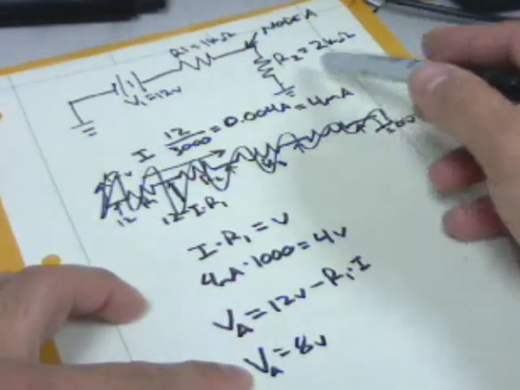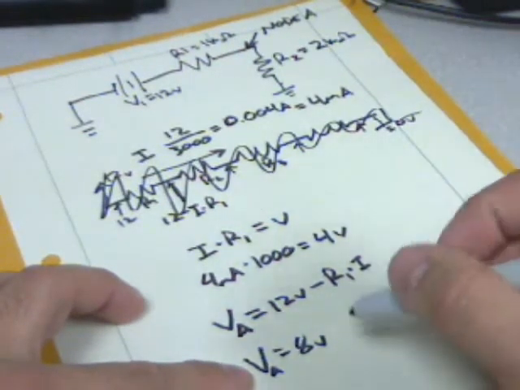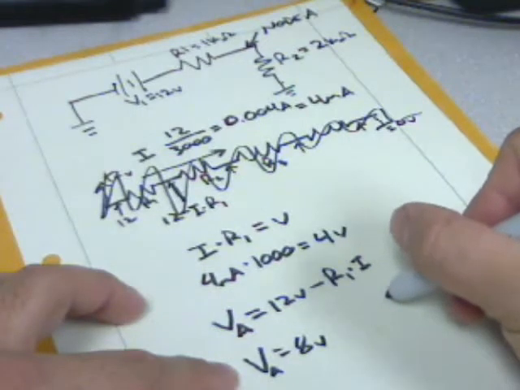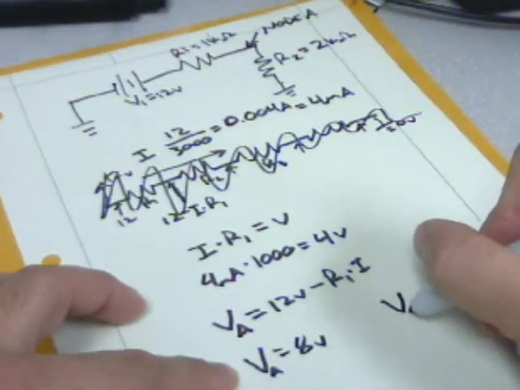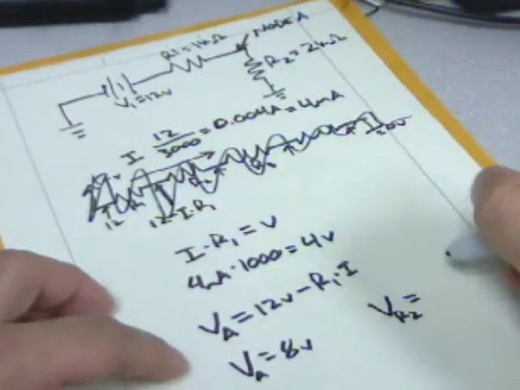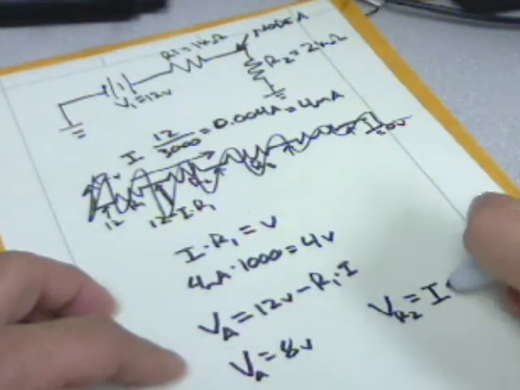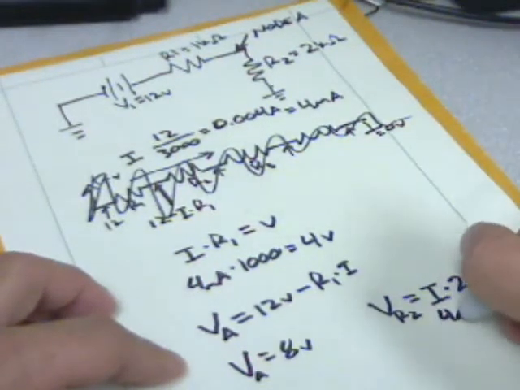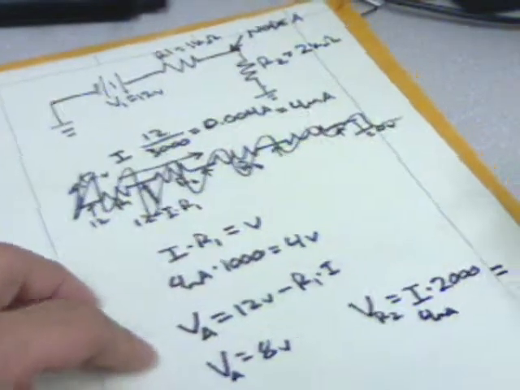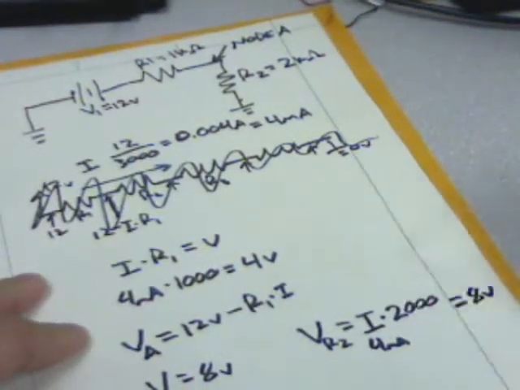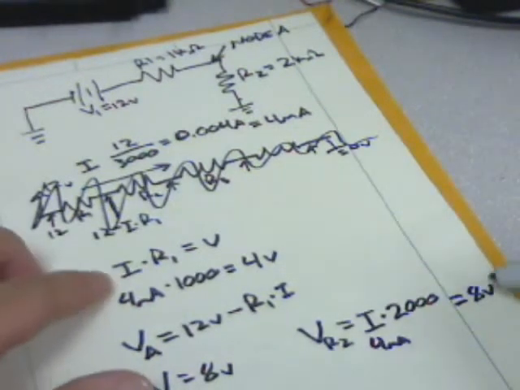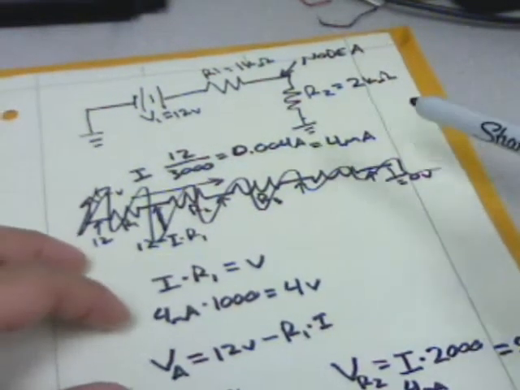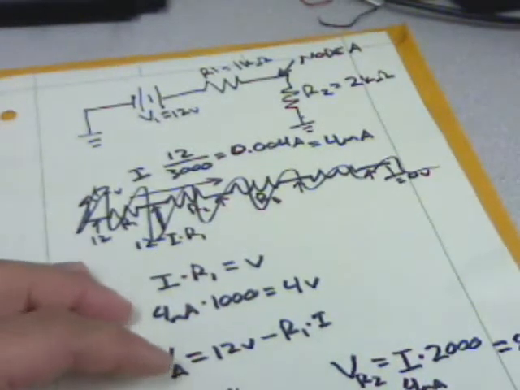We can do the same thing across R2 and ask how much voltage drop is across it. We can calculate that out. The voltage across R2 is just I times 2,000, which is R2. So it's 4 milliamps times 2,000, and that equals 8 volts. 4 times 2 is 8. That's exactly what we suspect, because we already calculated the voltage at node A to be 8, and here it is 8. So that's simply it. Now how does that help us with the voltage divider rule?